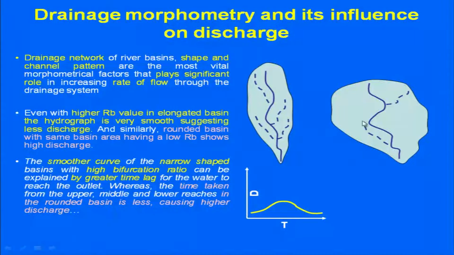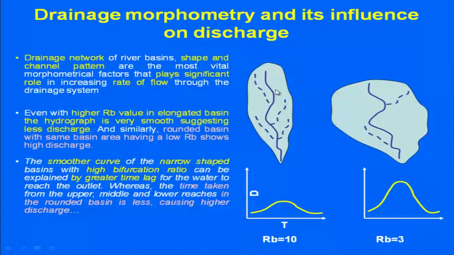Now in the other case where the bifurcation ratio is low, that is the rounded basin with the same basin area having a low bifurcation ratio, it shows very high discharge, and this can be seen from the very sharp hydrograph. The time taken is very different compared to this one, but the discharge is high here even when the RB value is 3, whereas here you have more streams as compared to this one. So what is the reason for this?